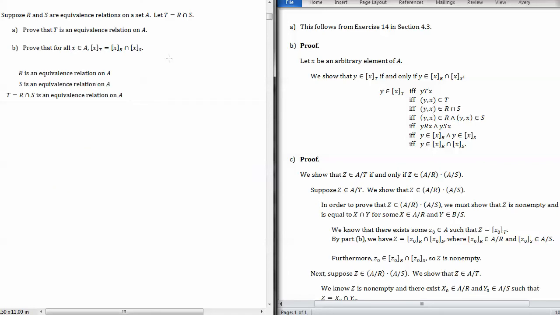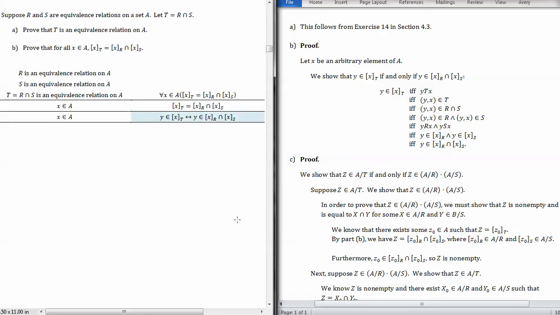So, okay, here is what we know, and this third one's from part A, and here's what we're trying to prove. So let X be an arbitrary element of A. We're going to prove this equality by, for an arbitrary Y, showing that Y is in the left side if and only if it's in the right side. Okay, and so I want to do that with a chain of if and only ifs. If you want, you can say let Y be arbitrary. We show that Y is in X bracket T if and only if Y is in the intersection here. All right, so here it goes.